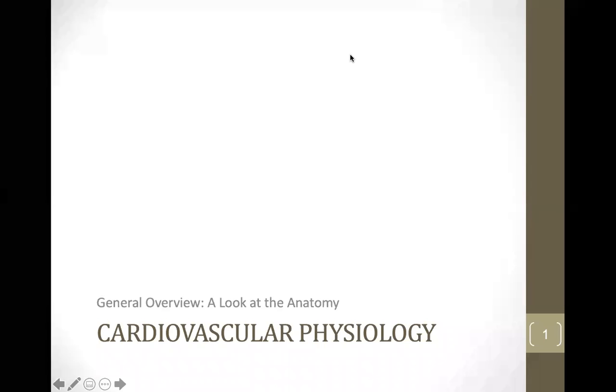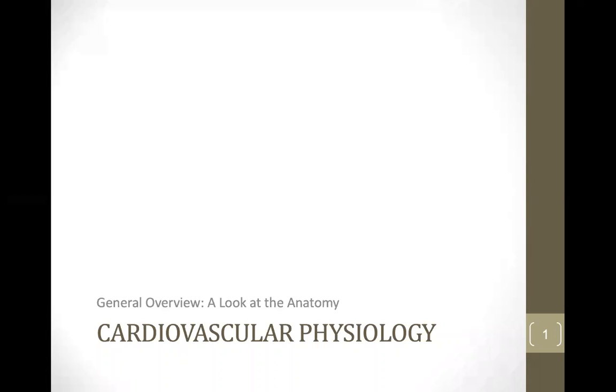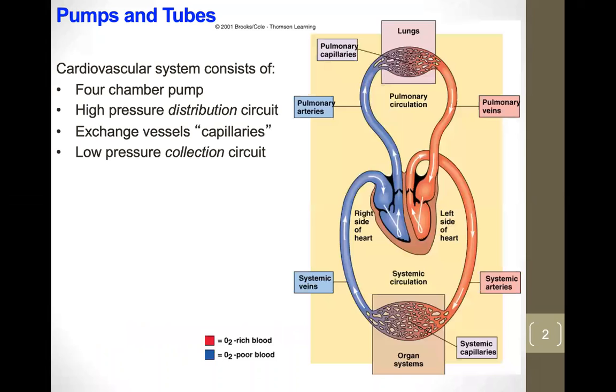To begin our adventure with cardiovascular physiology, we're going to first take a look at the anatomy and what's all involved with the cardiovascular system. I want you to think of it as being three different entities within the cardiovascular system. You've got the pump, you've got tubes, and you have fluid. Those are our three different things.